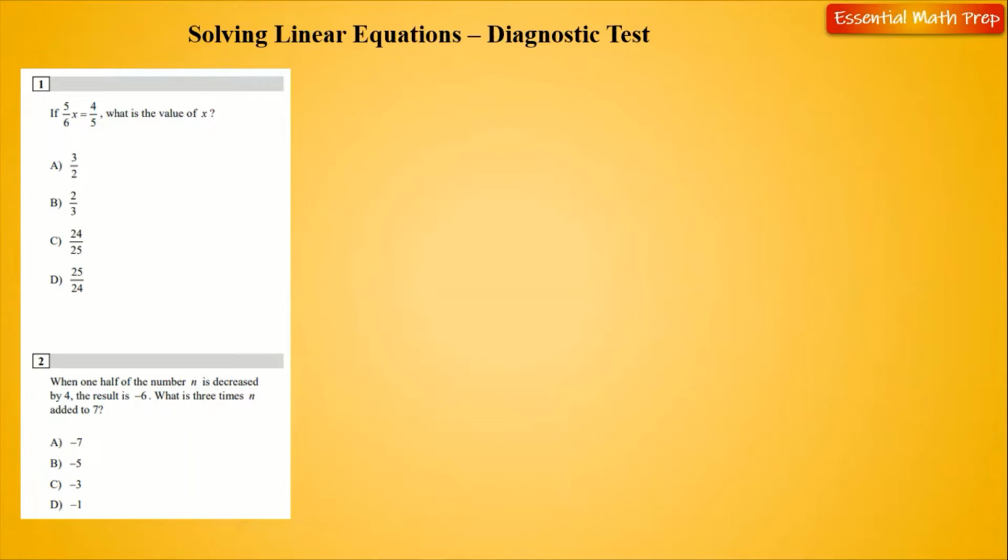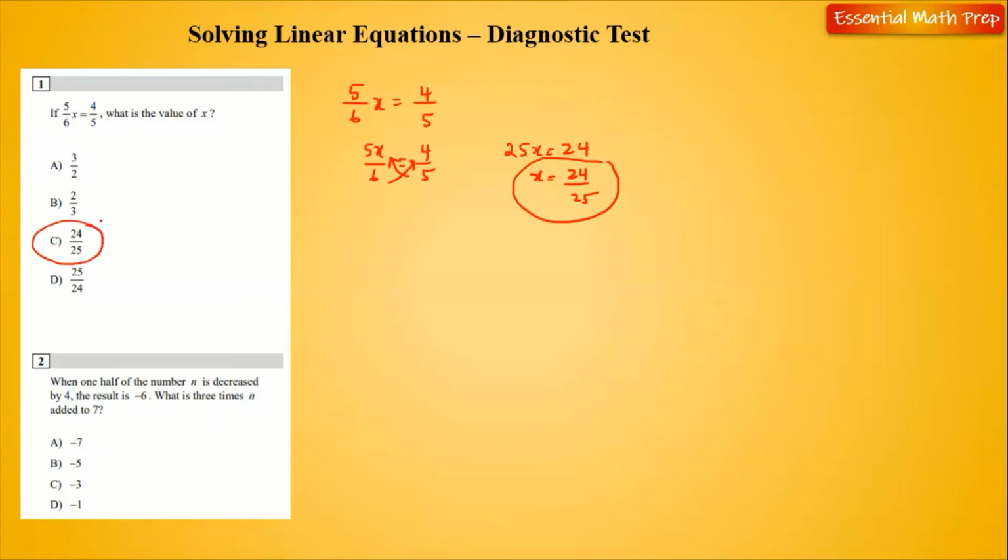Let's get started. The first problem: you're given 5 over 6x equals 4 over 5. What's the value of x? So essentially, I'm going to write it as 5x over 6 equals 4 over 5. You can cross multiply, which would give you 25x equals 24. So x equals 24 over 25. If you got this as the answer, then you're probably right, and that is the correct answer.